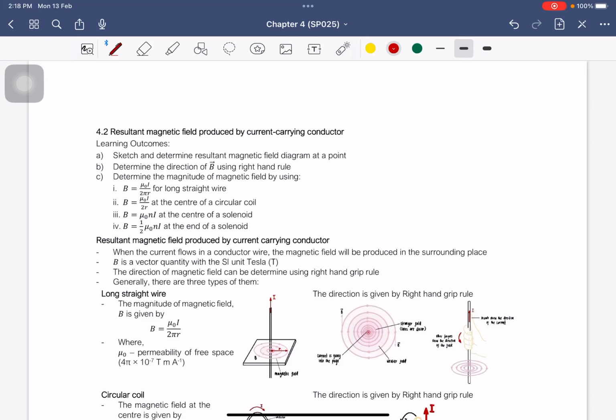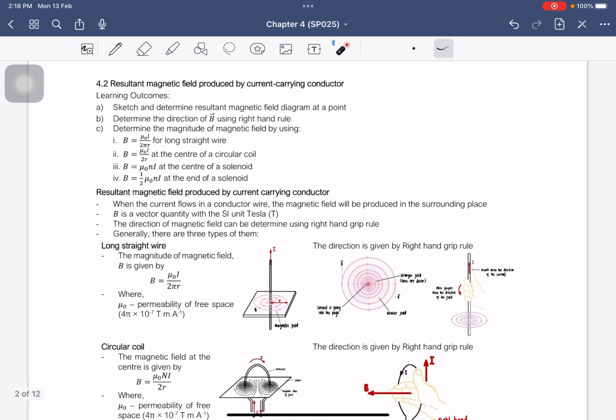Subtopic number 2, which is on resultant magnetic field produced by current carrying conductor. So in this subtopic, you have to be able to sketch and determine resultant magnetic field diagram at a point, determine the direction of magnetic field using right-hand rule, determine the magnitude of magnetic field by using all these equations here for different types of conductors. Okay, so that is basically the learning outcomes.